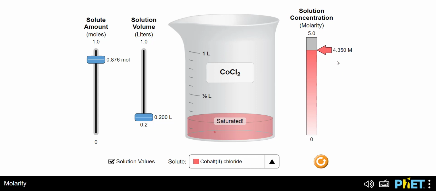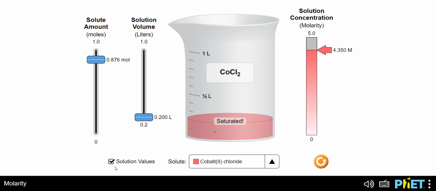So 0.876 moles divided by 0.2 liters is 4.35 molar. That is the highest concentration we can get at what is presumably a certain temperature and pressure, because those are the conditions.